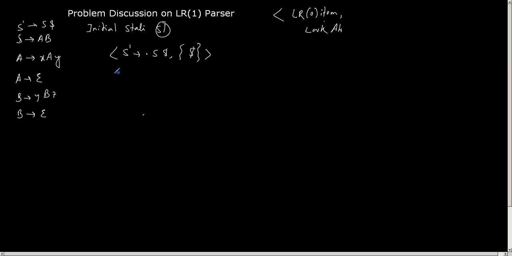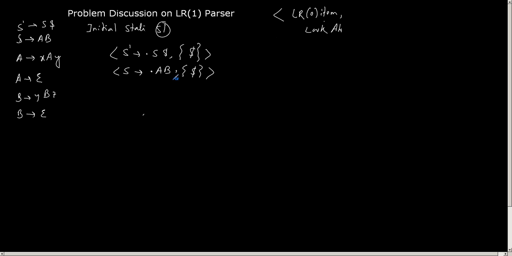Now using the principle of closure operation, S is equal to AB, so I'll have another LR0 item, S is equal to dot AB. And what will be the look ahead symbol here? It will be the first of dollar and hence it will be dollar itself.